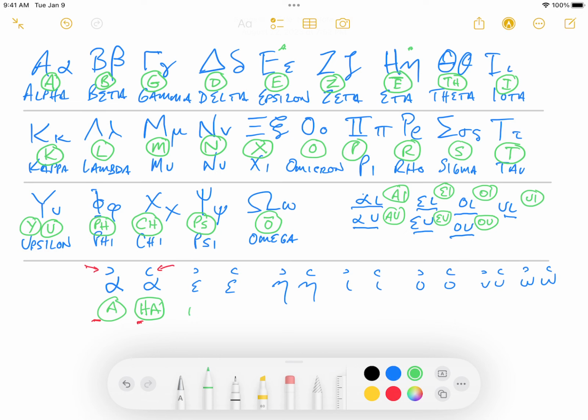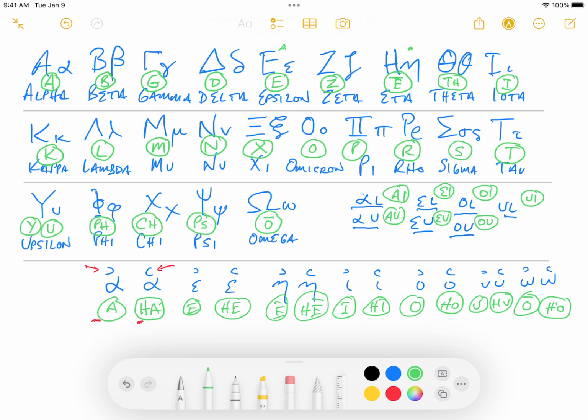And the English equivalents would be e or he, long E or hey, I or hi, o or ho, u or hu, and finally long o or ho. There's only one other letter that takes a breathing mark, and that is the letter rho.